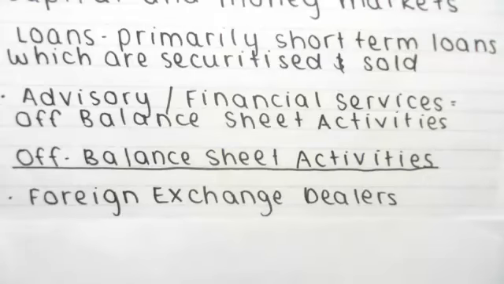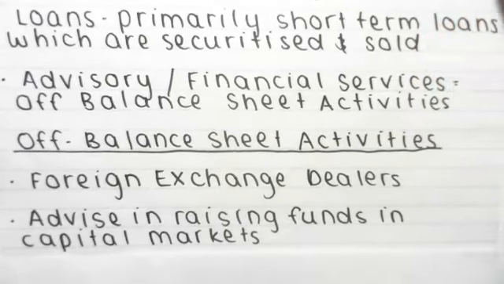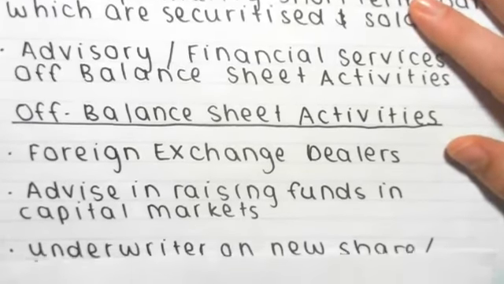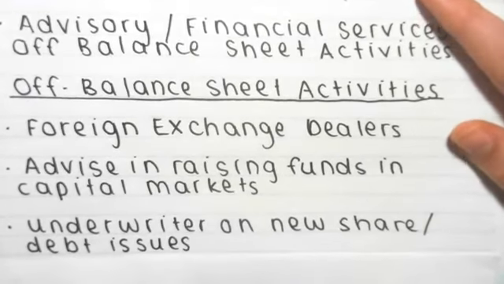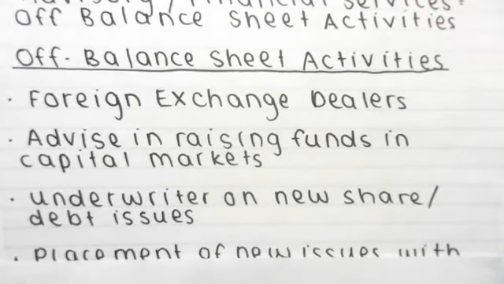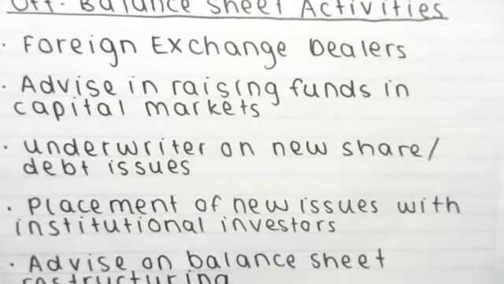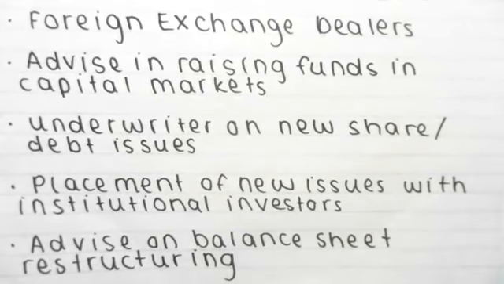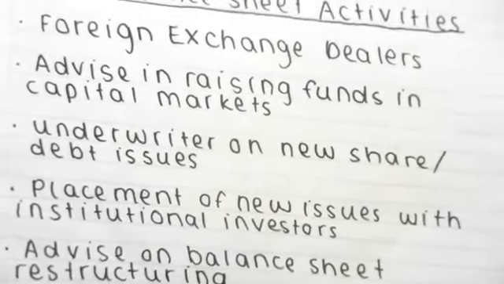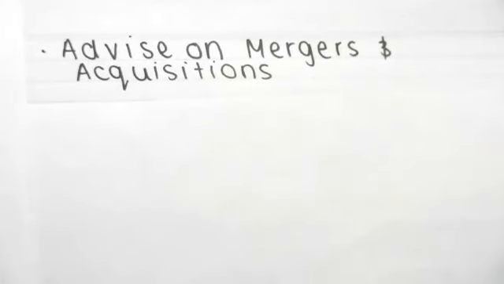So investment banks can often act as foreign exchange dealers. They can advise in raising funds in capital markets. They can be the underwriter on new share or debt issues. They can also organise the placement of new issues with institutional investors. They can advise on balance sheet restructuring. They advise on mergers and acquisitions of a company.